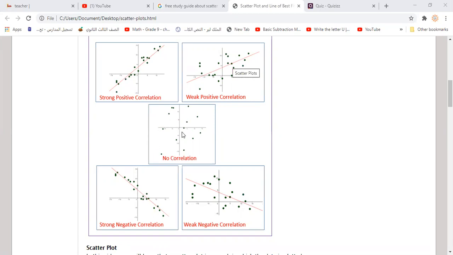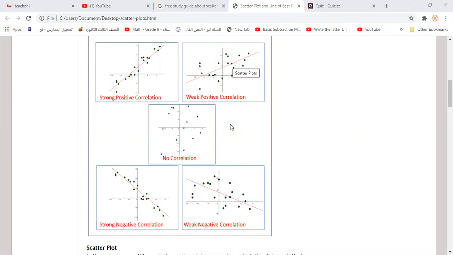The example here represents no correlation. Why? Can anyone tell me why we can say that the second example represents no correlation? Yes, Johanna. Because it's not going in a certain direction. Yes, it's not upward and it's not downward, right? It's everywhere. So if it's everywhere, this one represents no correlation. And the same we are going to say about the last two examples.